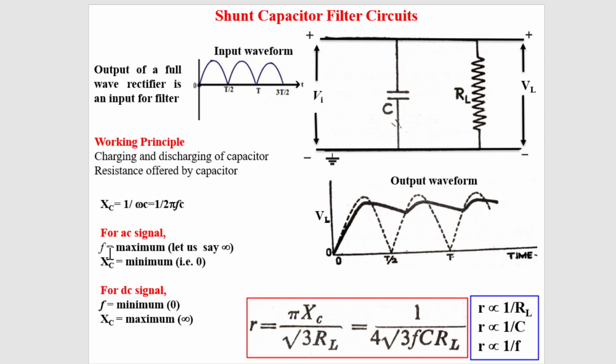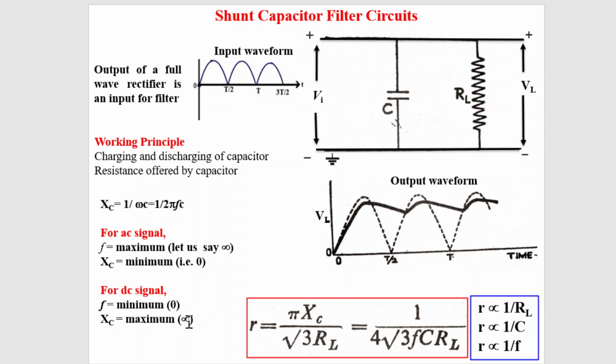For an AC signal, frequency is maximum, let us say infinity. If you substitute in Xc is equal to 1 upon 2 pi F C, that gives 1 upon infinity, so Xc is equal to 0. So for an AC signal, the value of Xc will be minimum, equal to 0. Similarly for a DC signal, if you substitute F is equal to 0, we get 1 upon 0, so Xc is equal to infinity. That means for an AC signal the value of Xc is minimum, 0, and for a DC signal the value of Xc is maximum or infinite.